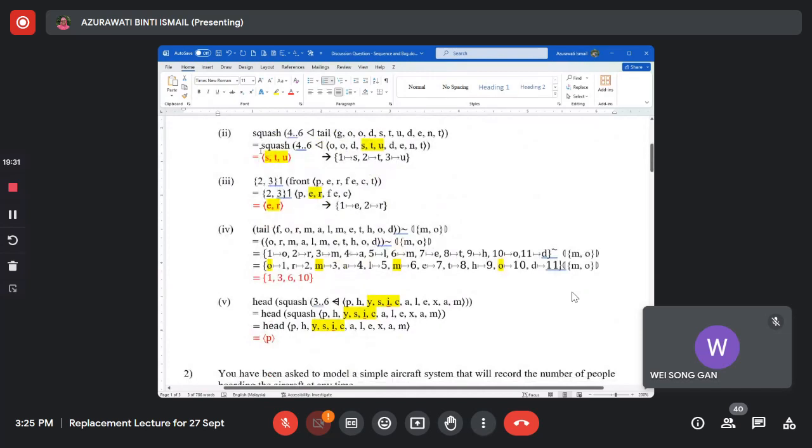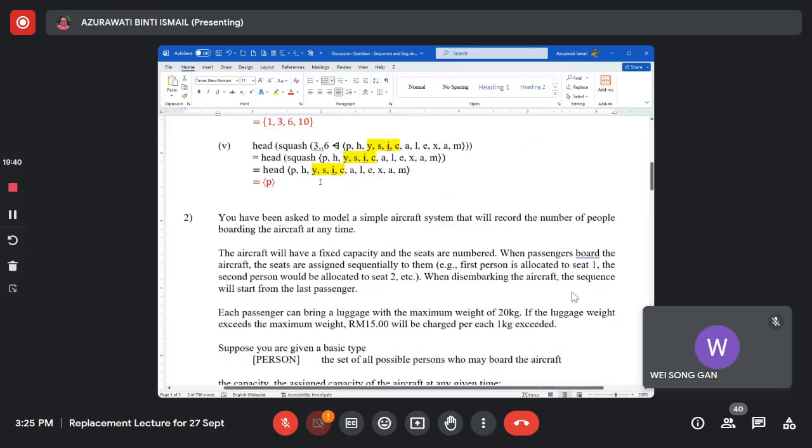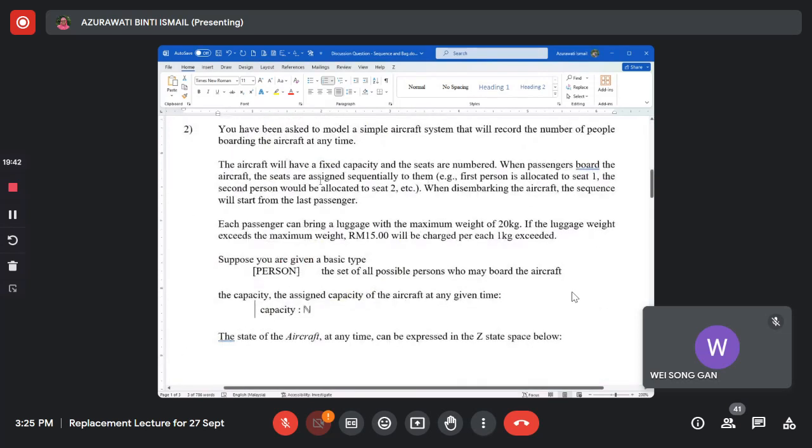Okay, because there are marks for the steps. If the question asks you to show the steps, okay, so that is for question number 1. Okay, the next question, number 2.